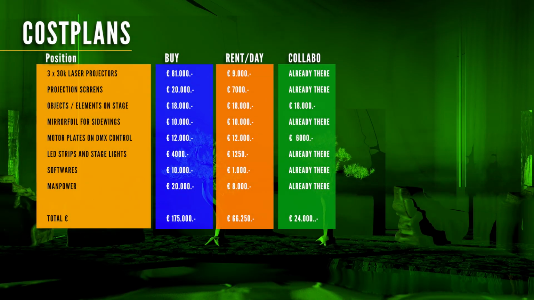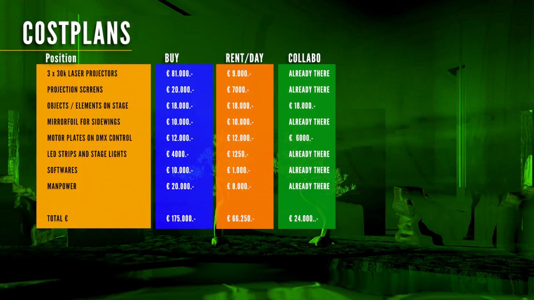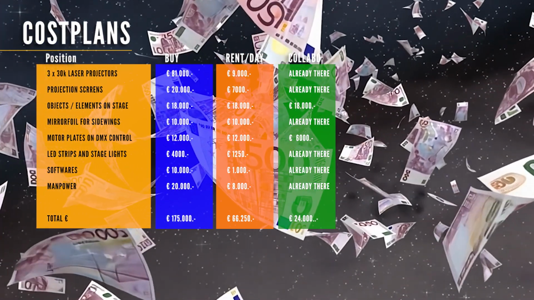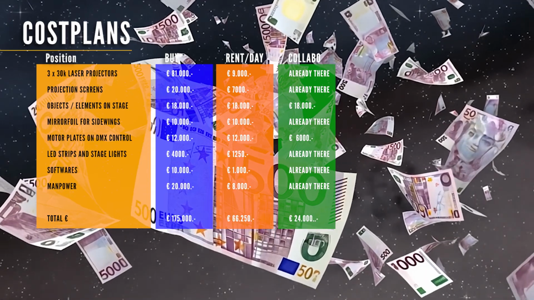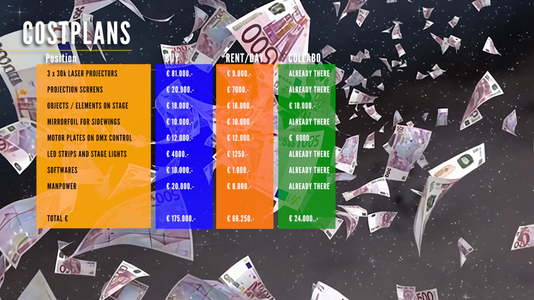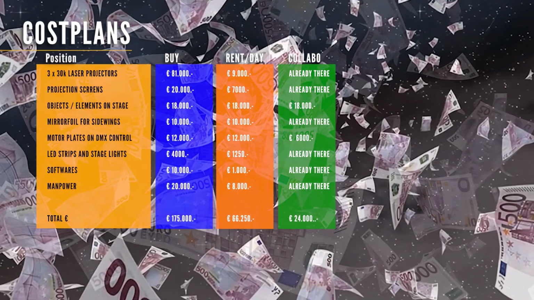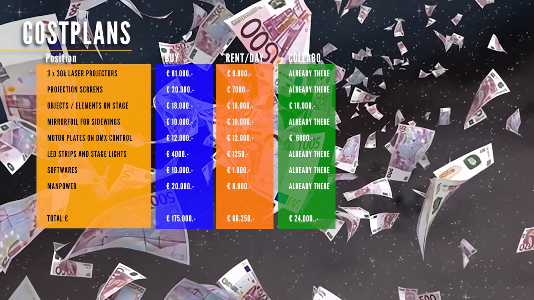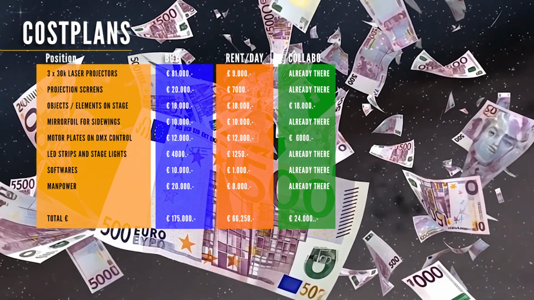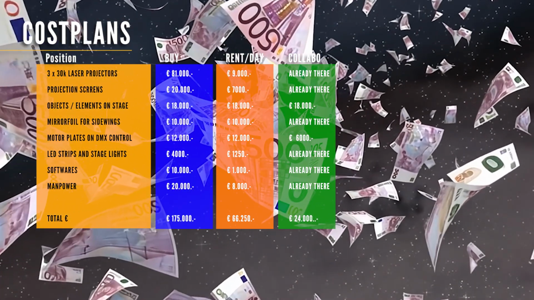So when you come up with such a good plan, the interesting question is, what does it cost? To be realistic, I made a cost estimation plan, including laser projectors, the projection screens, building the objects on stage, the mirror foils for the side wings, the motor control for the trees, the LED strips and stage lights, software and manpower. And the interesting part is then to see what it costs me if I buy it or if I have to rent it for a day. Because already after 3 days of rental, I will pay the same amount as if I bought it.